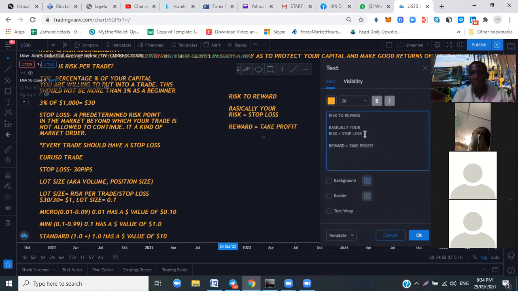Okay? So our risk is the stop loss, our reward is our take profit. So now, when we talk about risk reward, we are talking about the relationship between our risk and our reward. How much of our risk do we intend to profit? If we are risking $30, if we are risking 3% of our account, how many percent do we target to make? That is the meaning of risk reward.